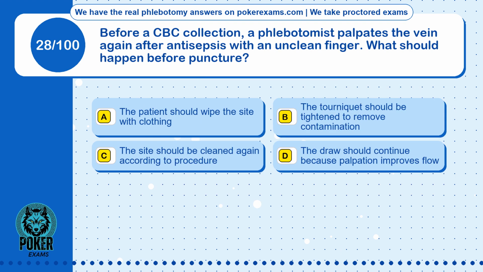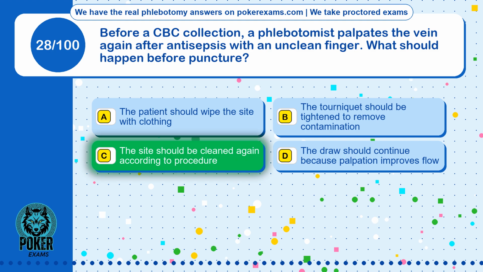Question 28. Before a CBC collection, a phlebotomist palpates the vein again after antisepsis with an unclean finger. What should happen before puncture? Option A. The patient should wipe the site with clothing. Option B. The tourniquet should be tightened to remove contamination. Option C. The site should be cleaned again according to procedure. Option D. The draw should continue because palpation improves flow.